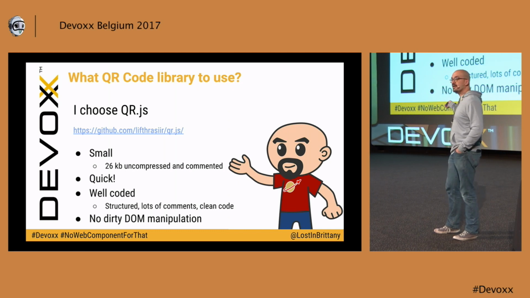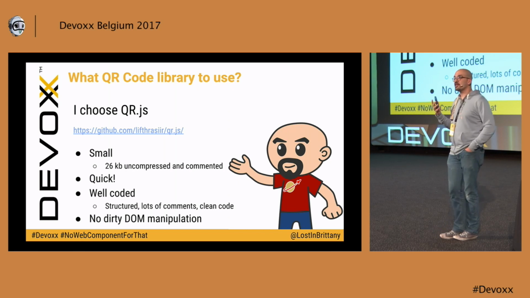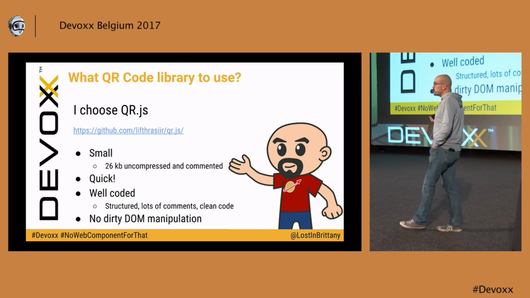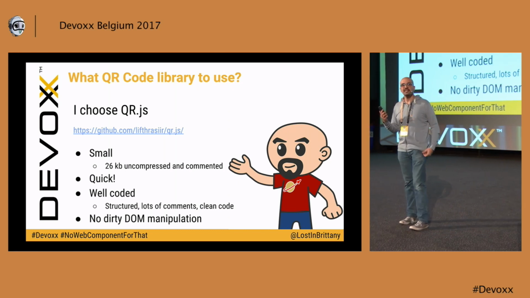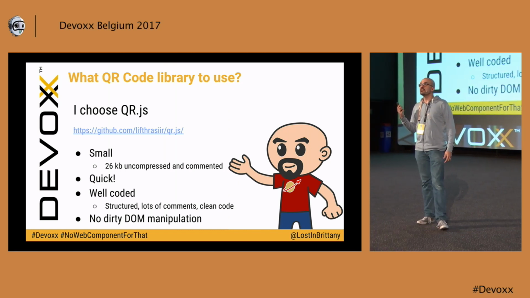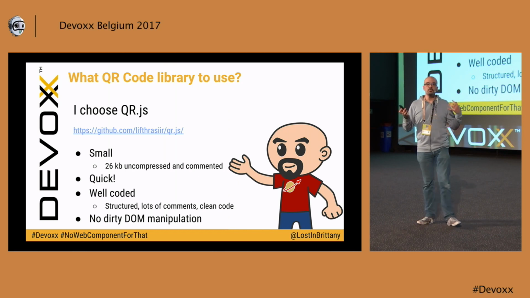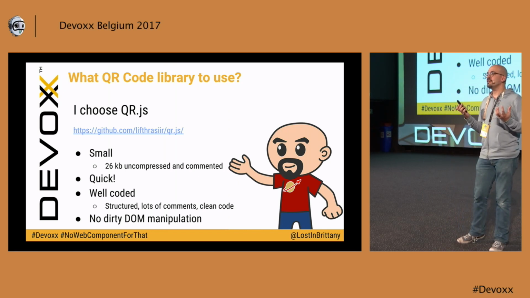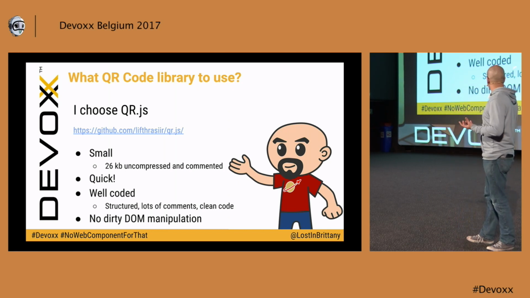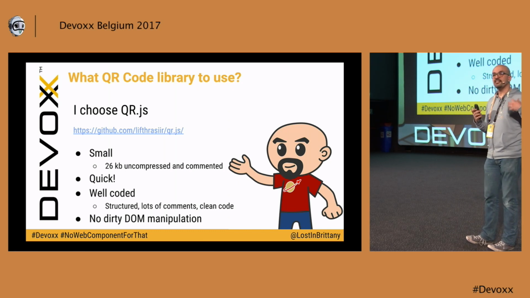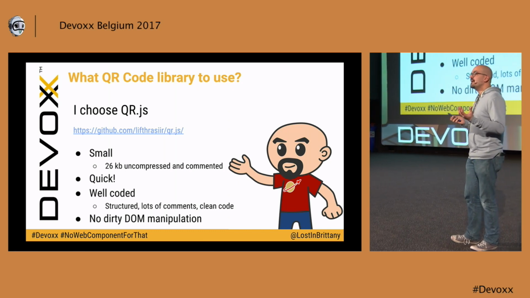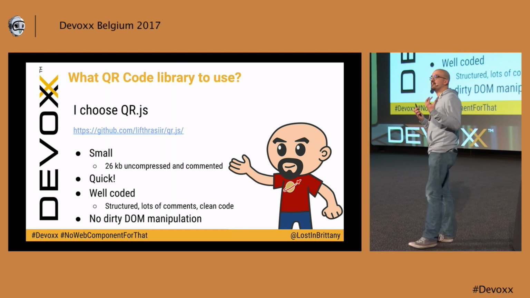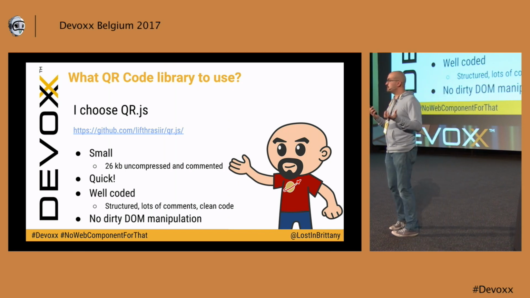It's small, it's quick. For a side feature, it's important. It's rather well coded. Why is that important? Because sometimes you will need to go inside the library, fork it, do some modification. So if you take a library that is easy to understand, you are making your life easier. And a side effect that I didn't know at the moment: it doesn't manipulate the DOM directly. And why is that important?